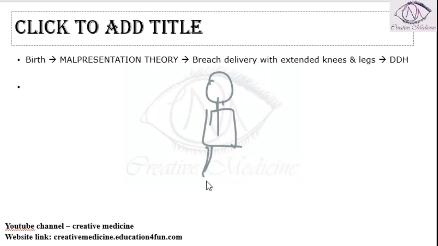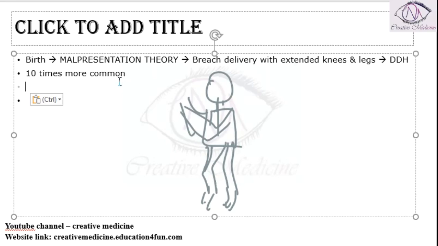with extended legs and also extended knees like this in the amniotic fluid, in such cases with extended legs and extended knees, developmental dysplasia of the hip might be present, and the baby is predisposed in these conditions. It is almost 10 times more common in this presentation than normal.